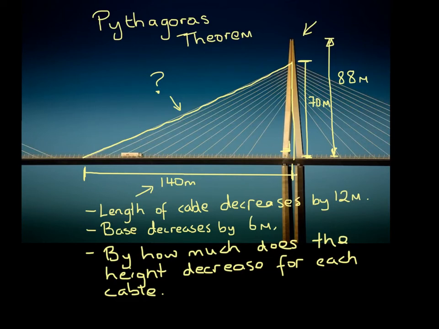So for each cable, if this second cable here is 12 meters shorter than the longer one here, and then this distance here is going to be 6 meters, how can we calculate what the height of our second cable is? Can we calculate that height? And I would like you to do that for each of the 11 cables.